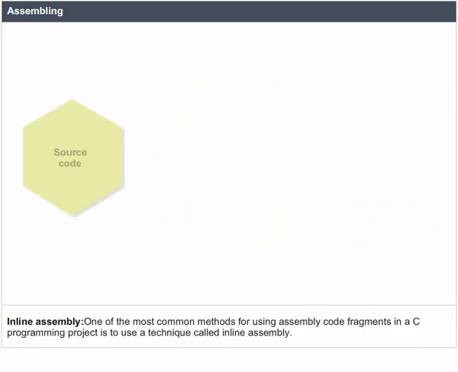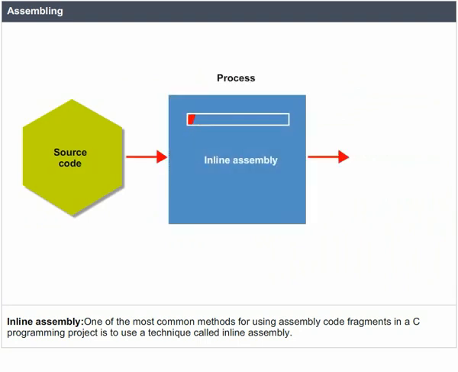Inline assembly. One of the most common methods for using assembly code fragments in a C programming project is to use a technique called inline assembly.